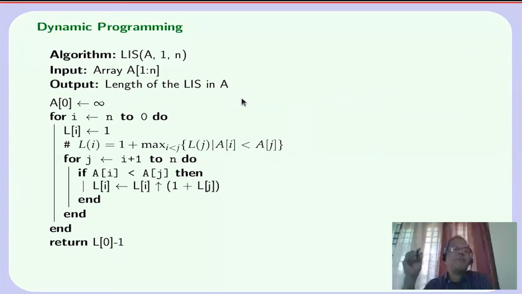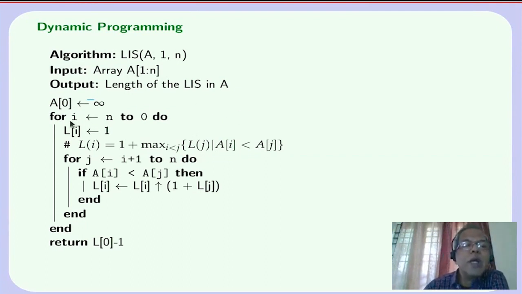Here is the algorithm. Algorithm, longest increasing subsequence, array A 1 to n. Input is an array A 1 to n. Output is the length of the LIS in A. Artificially, we have inserted A at 0 is equal to minus infinity. This is minus infinity. Typo.